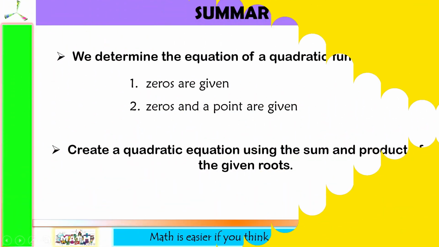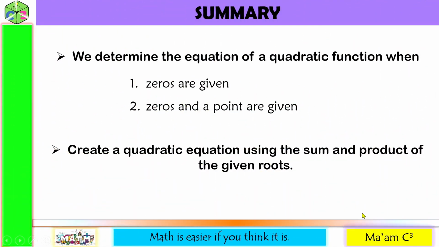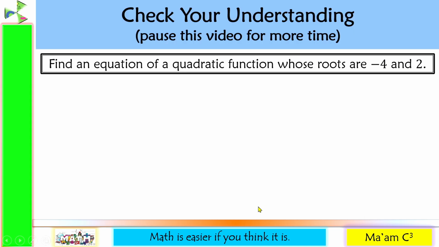For the summary in this lesson, we have learned how to determine the equation of a quadratic function when zeros are given and when zeros and a particular point are given. We also learn how to create a quadratic equation using the sum and product of the given roots. Now it is time to check your understanding. Pause this video for more time.